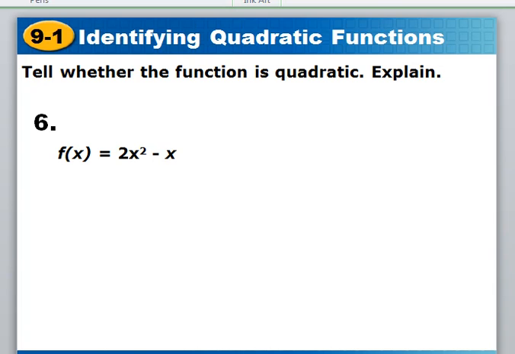Another example of that, again, it's very simple, that this is a quadratic, and the reason again is that there is an x squared term.